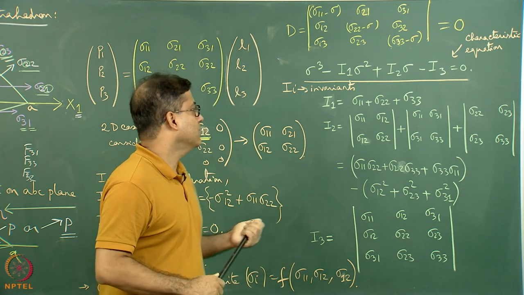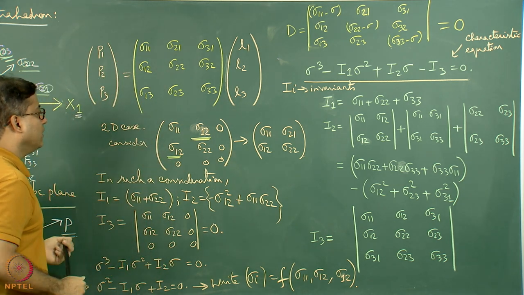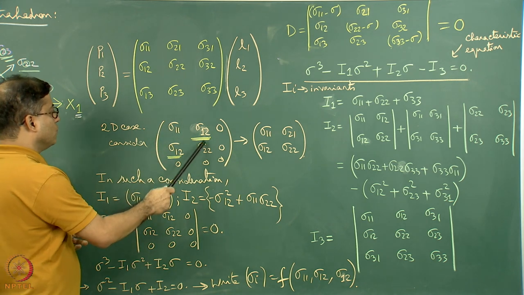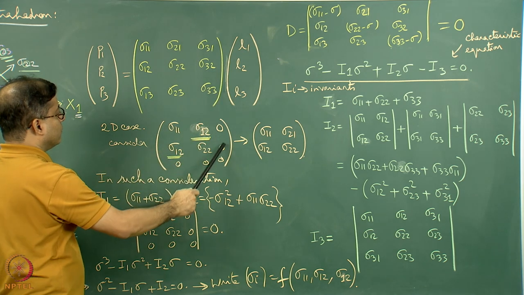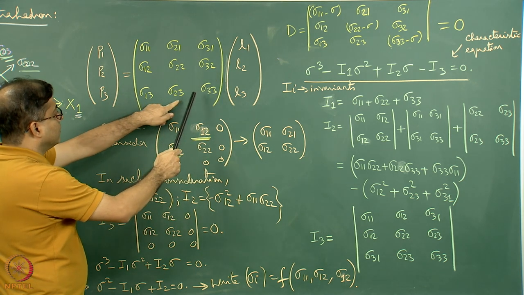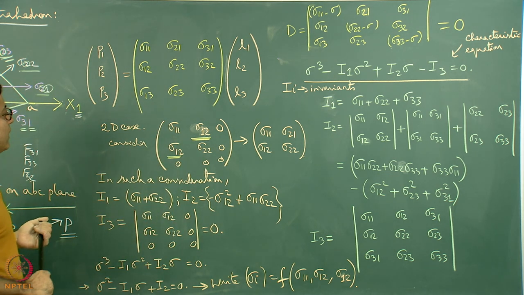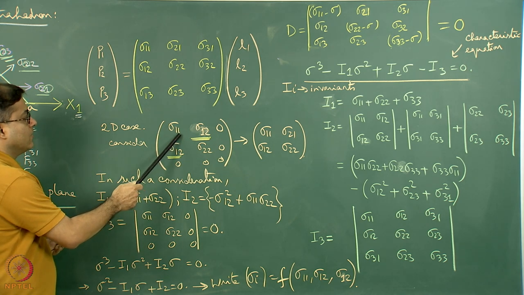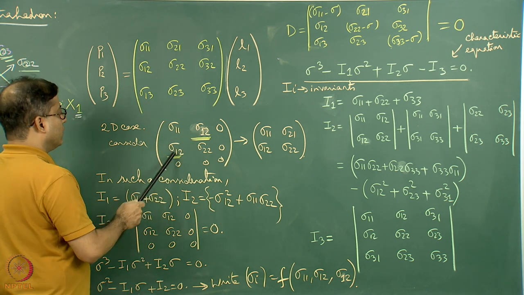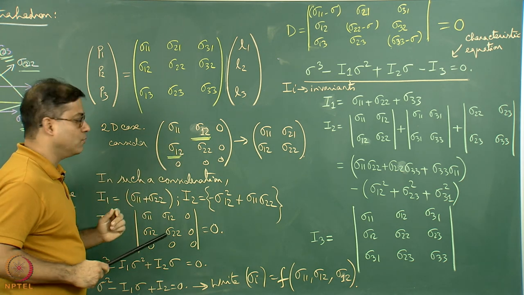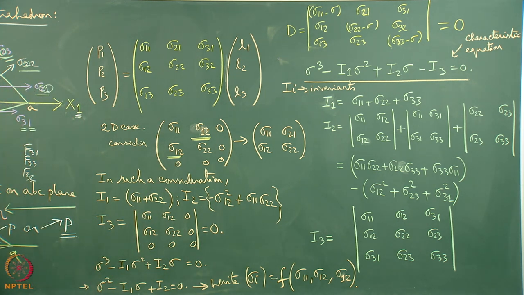Now, imagine instead of such a big 3 into 3 stress matrix, we are dealing with a case of a 2 into 2 stress matrix. In other words, sigma 31, sigma 32, sigma 33 are all zeros, and sigma 13, sigma 23 are also 0. That means stresses are acting only along direction 1 and direction 2. That is another consideration, that sigma ij equal to sigma ji, so that the material does not rotate. That is also considered. So in this case, the matrix simplifies to this form.